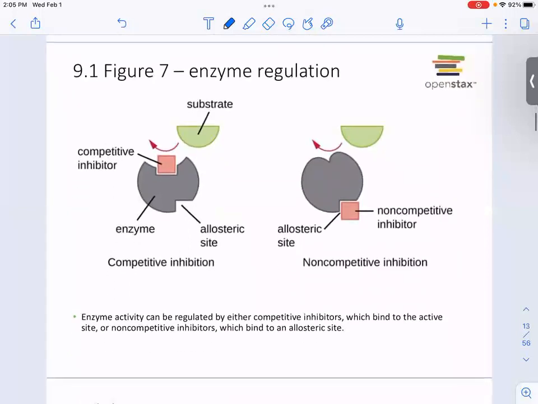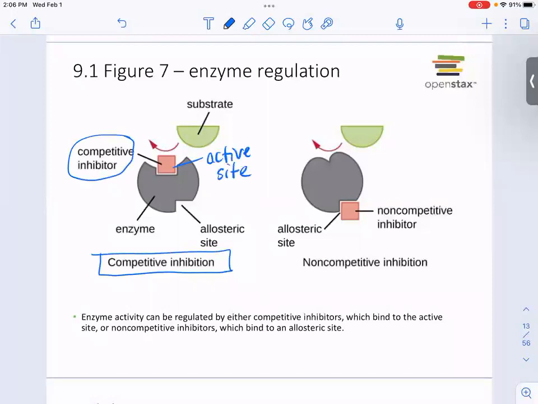Let's see, cells typically want to maintain a tight control on their metabolism, so they will usually have some things built in that will regulate how quickly enzymes work and whether they work at all. Okay, so a couple of different kinds of regulation. A competitive inhibition of an enzyme is where you have some molecule that fits right into the active site of the enzyme. Then it blocks the substrate from binding. You don't get any product.